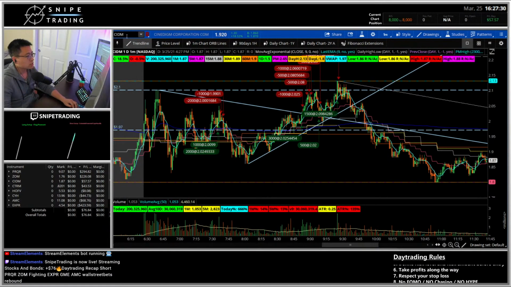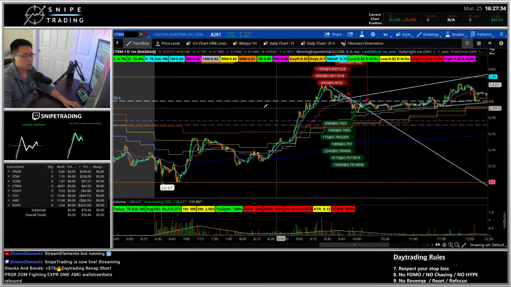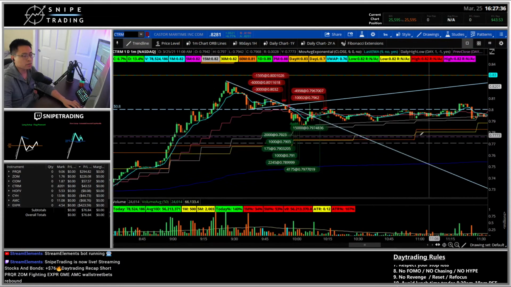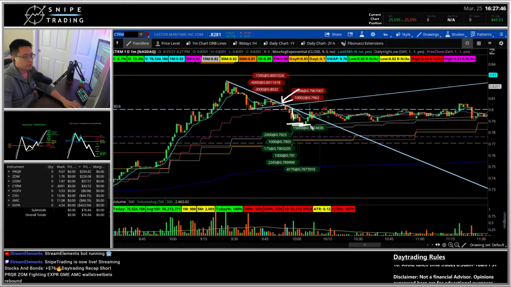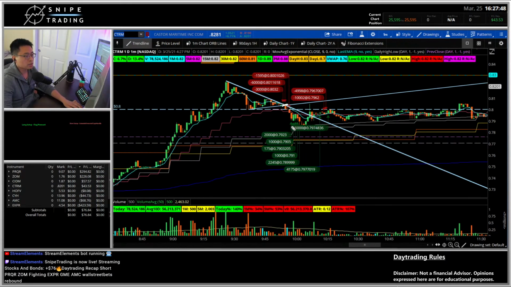Next trade is CTRM. So CTRM had a nice short, end up adding and giving away some, but same thing, inverted cup and handle right here. Took the short on the 80 break. My final target was 78 cents. It went to like 78.50s or so. I covered most of them there.